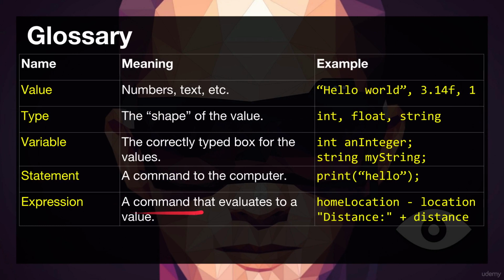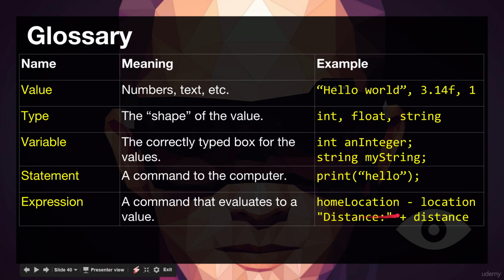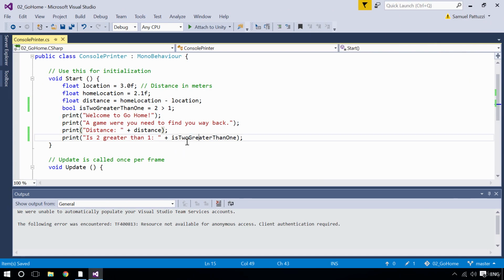And then finally, as I just said, we've got expressions, and expressions are basically any command to the computer that evaluates to a value. So for example, we have a home location minus location. We've seen that one before, and we know that this gives us a value because it allows us to put it into that distance box. And again, this string plus the distance is obviously returning a string value because it allows us to then print that string value. So those are expressions. And as we can see here, this is a Boolean expression because it returns a Boolean. It takes in two integers, and then we use an operator, which is the greater than operator, and it returns a Boolean. So that is how we can use Booleans to calculate things for us, do some interesting maths for us.